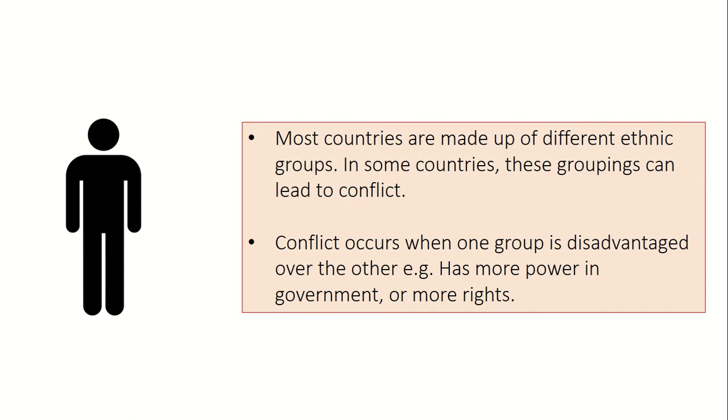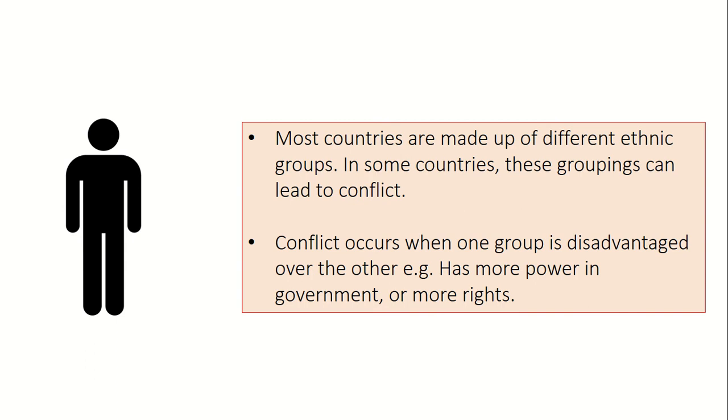The problems occur when one group is disadvantaged over the other. So let's say, for example, we have a country that has two main ethnic groups. One ethnic group makes up the majority of the government, the majority of the police force, the vast majority of the high-paying jobs. Then you have another ethnic group within that country that is the complete opposite. There's more in poverty, they don't have a job in the government, they don't have any role in politics.